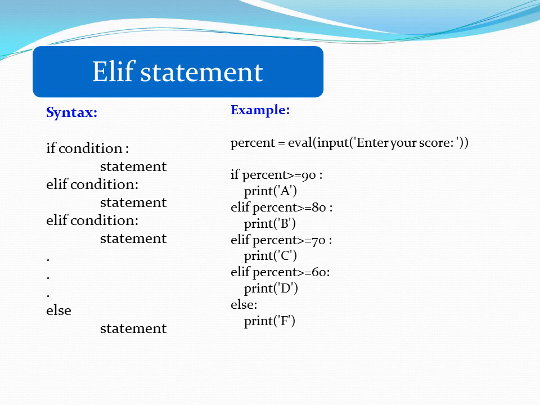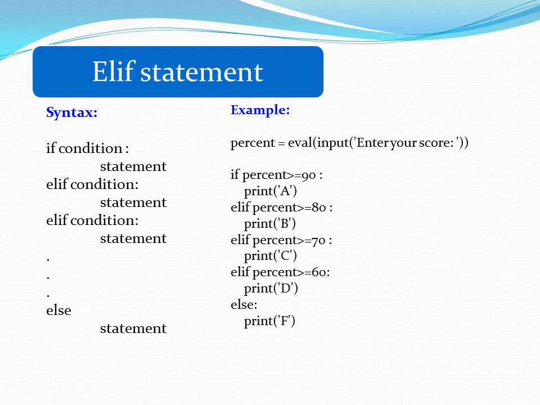We explain it with the help of a grading example. We have taken an input value that is stored in percent. We have inputted the percentage score of a student, and it is placed in the variable percent. Now here we compare the value of percent with different conditions and find what the grade is.